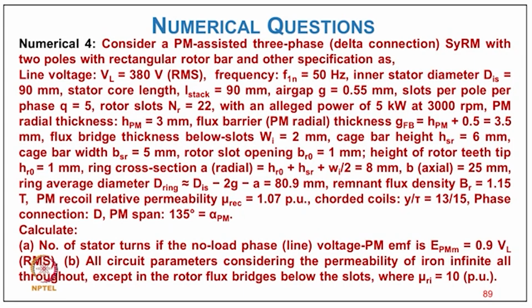Now coming to numerical problem 4, consider a PM assisted 3-phase delta connected synchronous reluctance motor with 2 poles, rectangular rotor bar, and other equations given as a line start.